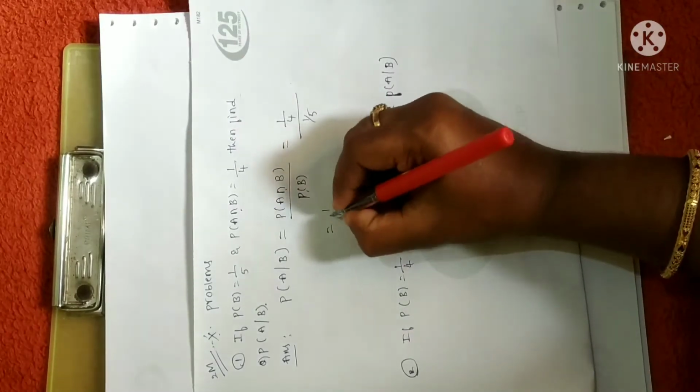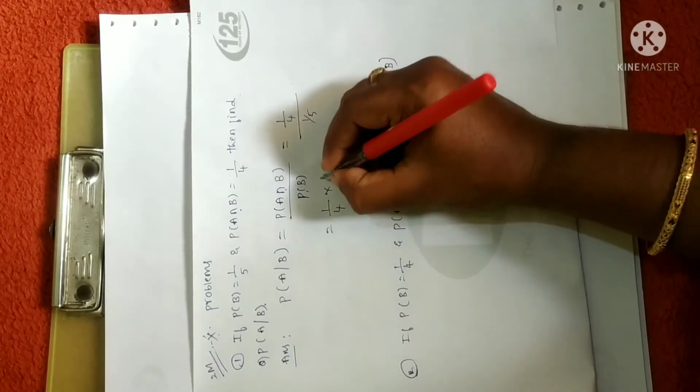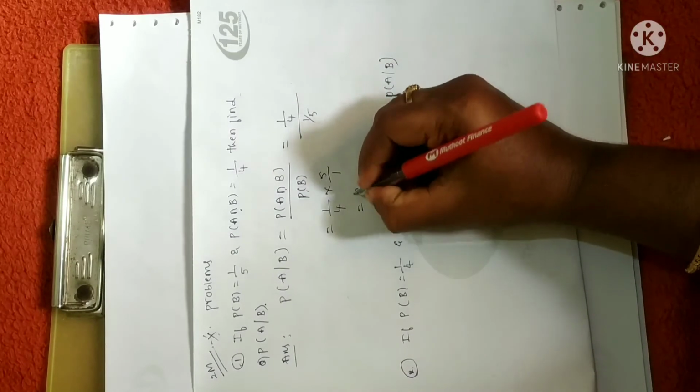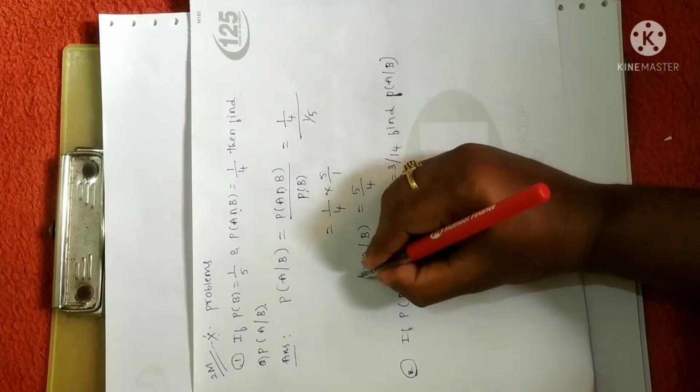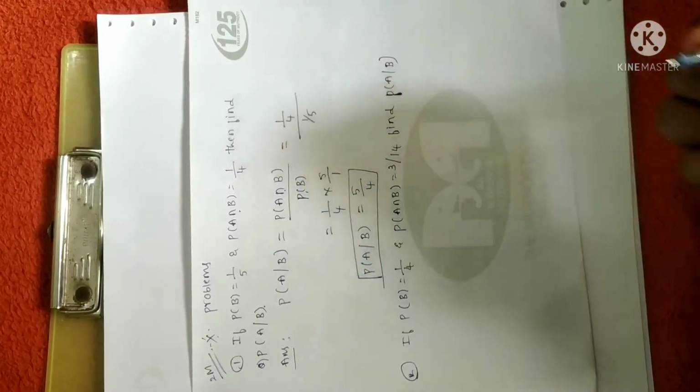When you simplify, you will get 1 by 4, and when you shift it, you will get 5 by 1. So 5 divided by 4. Therefore, the probability of event A with respect to B is 5 divided by 4.